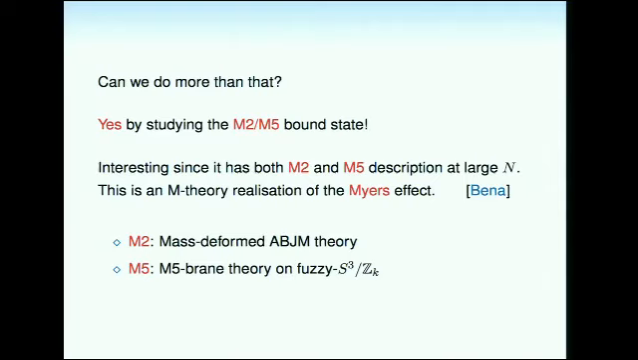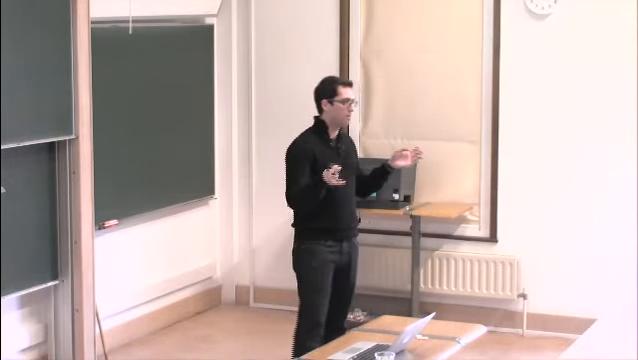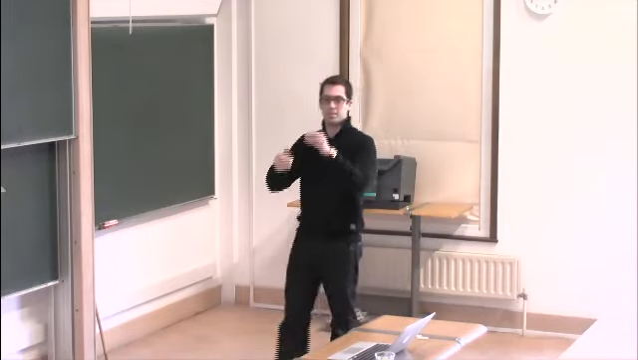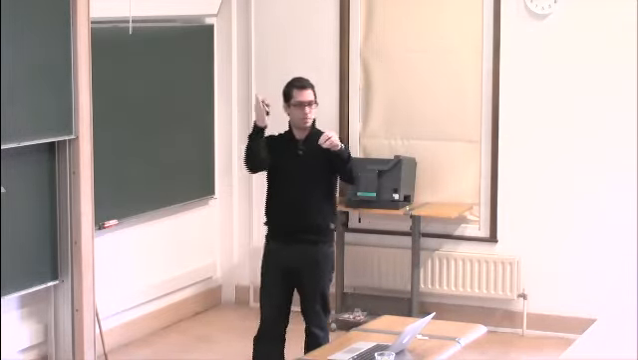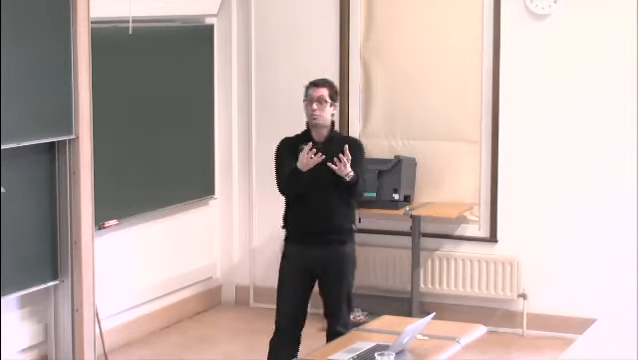So the M2, M5 bound state is a very interesting system in M theory, and its interest lies in the fact that it's got both an M2 and an M5 description at large N. In fact, this is just an M theory realization of the Myers effect, and for those of you who are not familiar with the Myers effect, in the usual context of D-branes, if you take a bunch of D-branes and put them at some space-time point, apply some external flux, you see that under certain conditions, these D-branes find it energetically more favorable to actually polarize and occupy the surface of a higher-dimensional geometry.